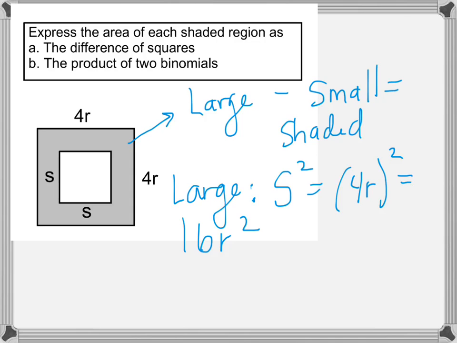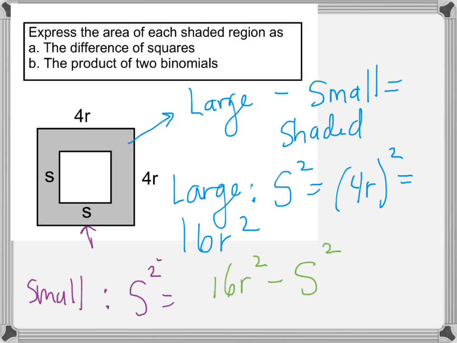And the area of the small is going to be, again, side squared. But in our case, that variable they use to identify the side length here is s. So actually the area of the s squared is just s squared. Okay, so we want to take the area of the large, which is 16r squared, and we want to subtract the area of the small. So when we do this, you can see that we arrive at the difference of squares. So right here we've answered A, express that as the difference of squares.